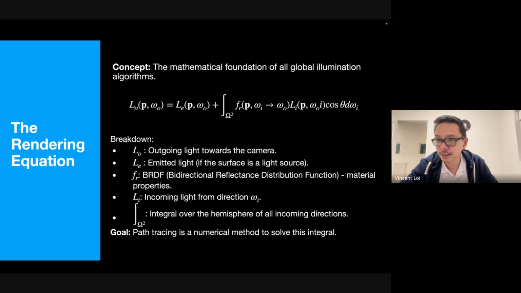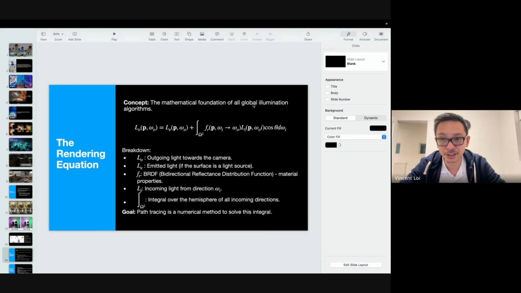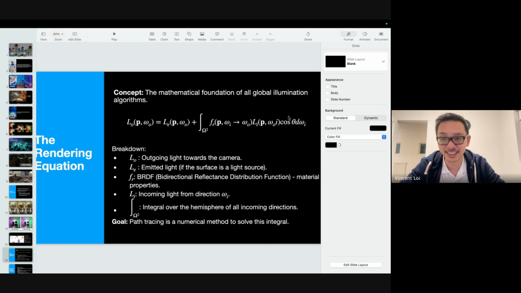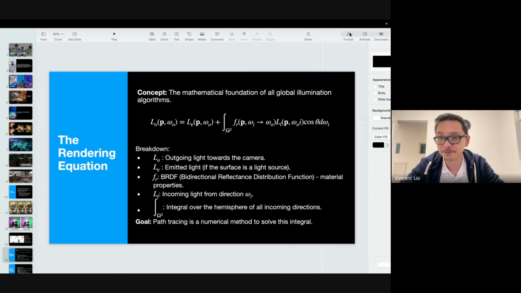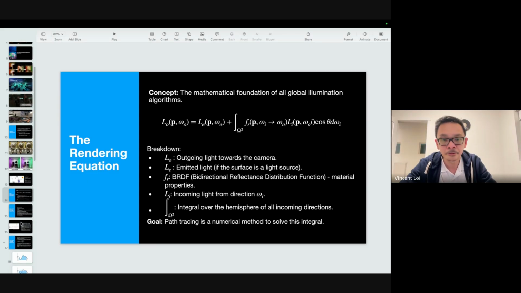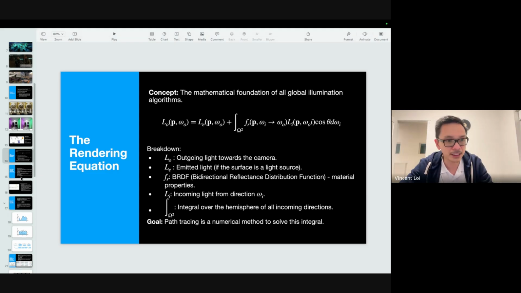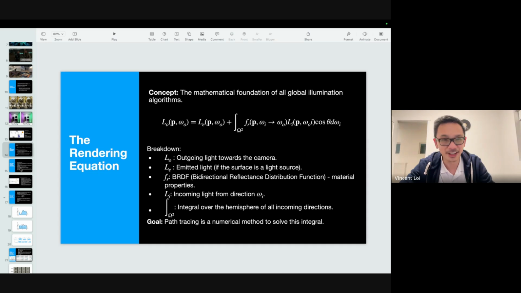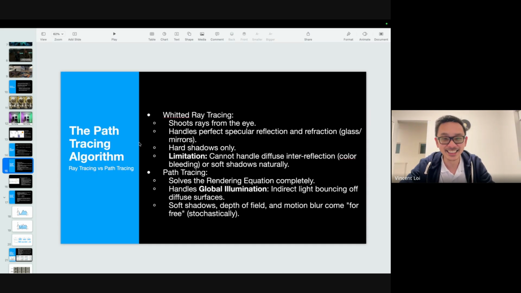Also, I just want to use the mouse cursor here. It's easy to point out. So again, the point p. This is omega o, which means the outgoing direction, and omega i is the incoming direction. So we integrate with cosine theta over omega i here. This is a very complex mathematical equation, but don't worry about that. We're not having any quiz later on. Hopefully.